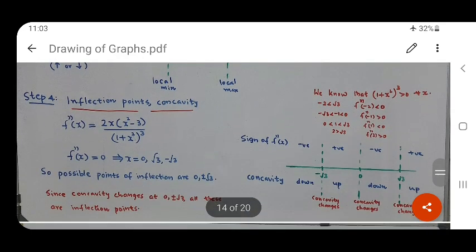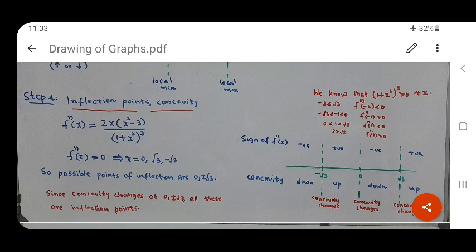And in step 4, we identify the inflection points. So f double dash is 2x into x square minus 3 divided by 1 plus x square the whole cube. So it exists for every x. So f double dash of x equal to 0 implies x can be 0, root 3 and minus root 3. These are the 3 possible points of inflection.